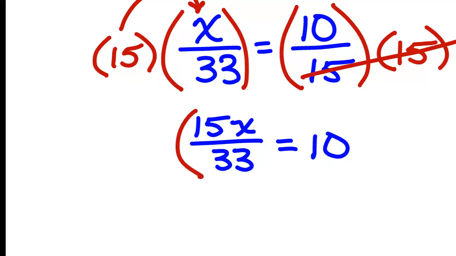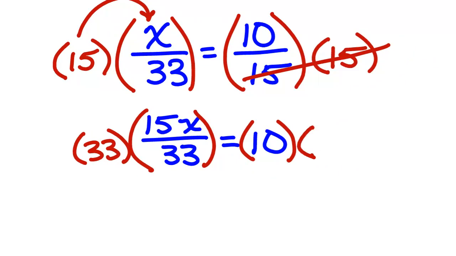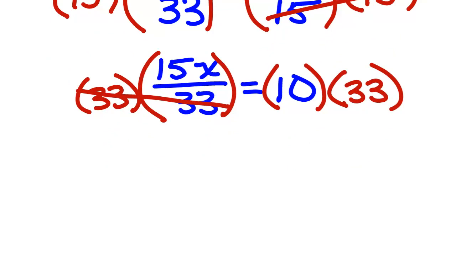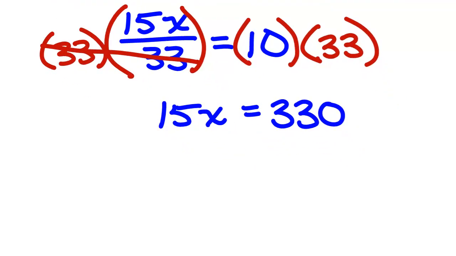Multiply by 33. We've got to multiply by our other denominator to get rid of it. So that's going to cancel the denominator on the left-hand side. So I have 15x equals what? 330. Last thing we need to do to isolate x. Divide. What are we dividing by? 15. So like this.